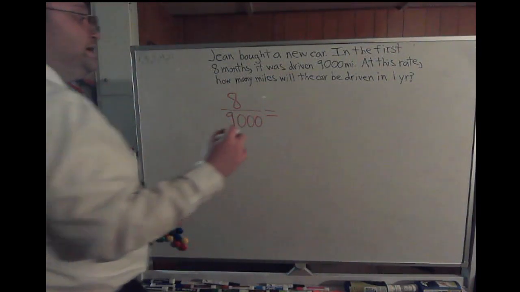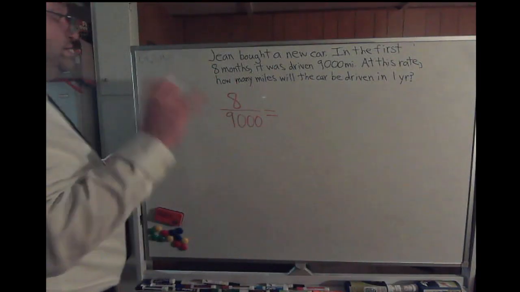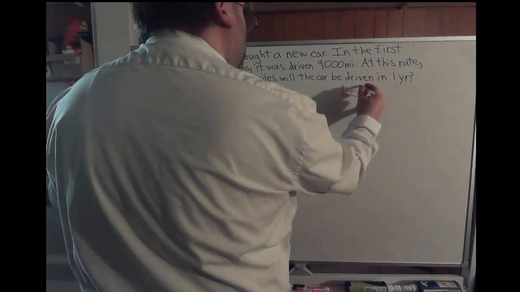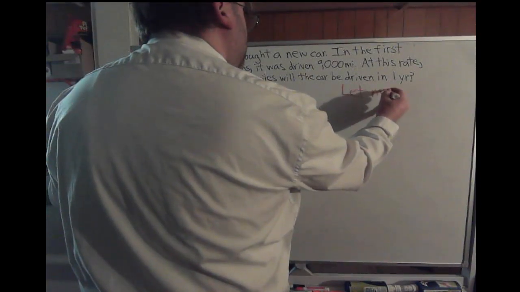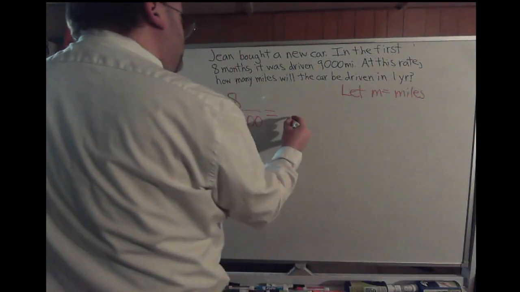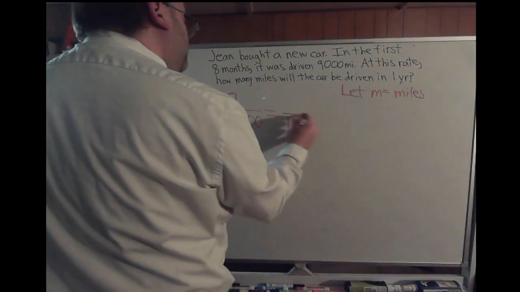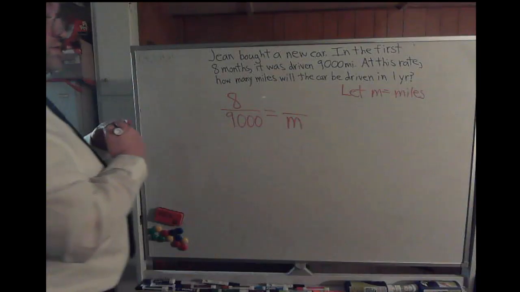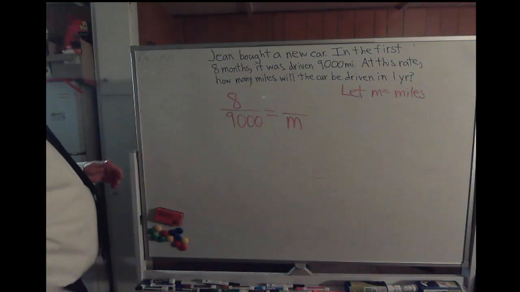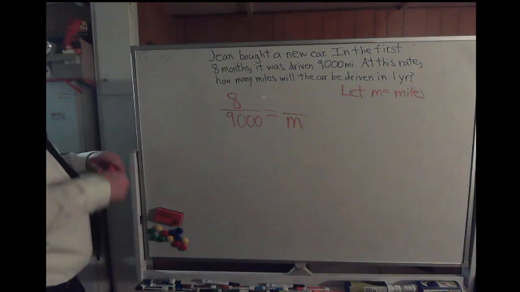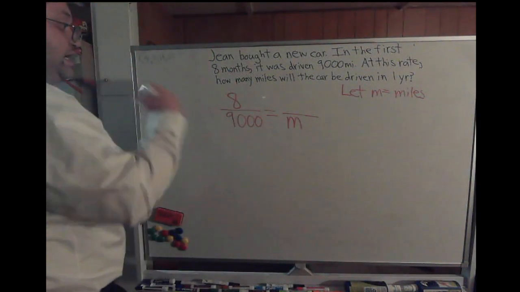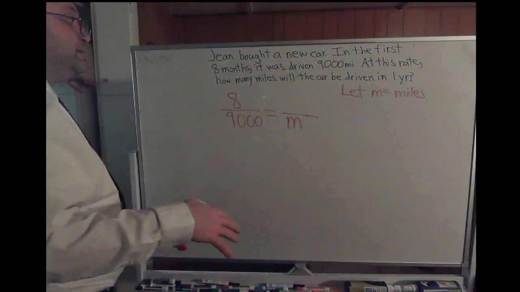At this rate, how many miles? So this time we don't know the miles, so we'll let M equal the miles. M is actually going to be your denominator for the fact that in the first ratio, your number of miles was the denominator. You want to keep it the same in the other ratio of the proportion. That's the only way proportions work, if you keep the units in their places.